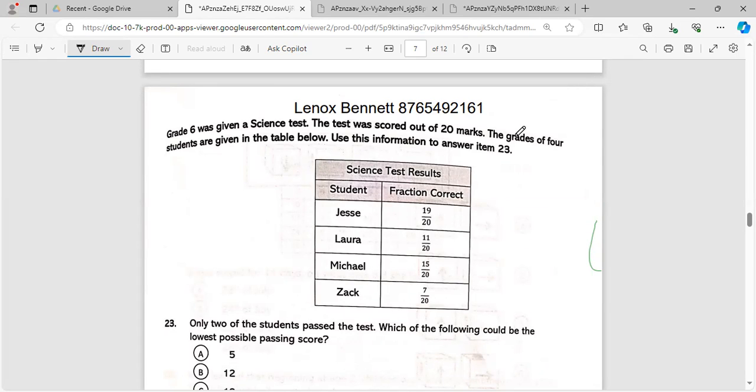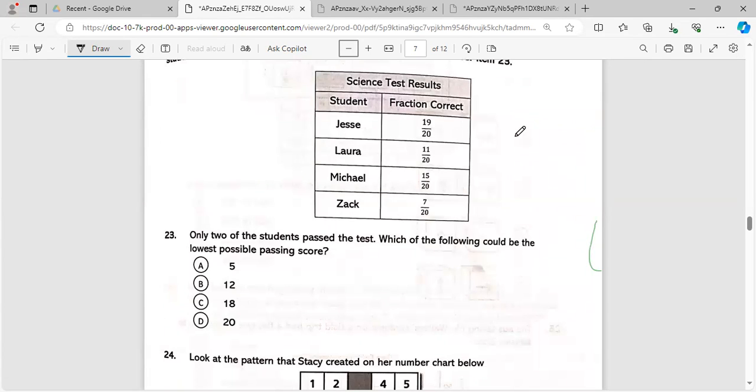Wait, let me show you the options. All right. Okay, sir. Sir, I think it's 12. Sir, I think it's 13. Sir, I disagree. I think it's A. Sir, I think it's A as well, sir. Hold on, but if you get 5 out of 20, shouldn't they have passed?